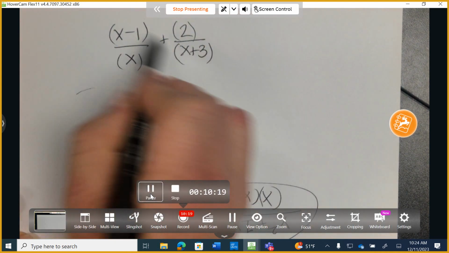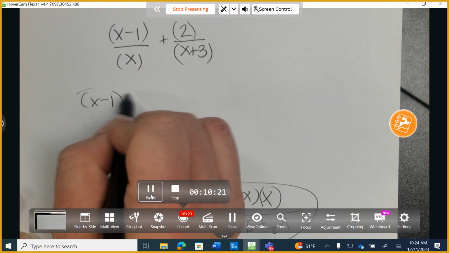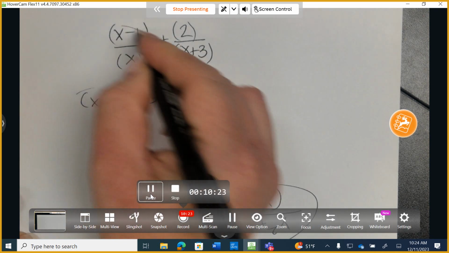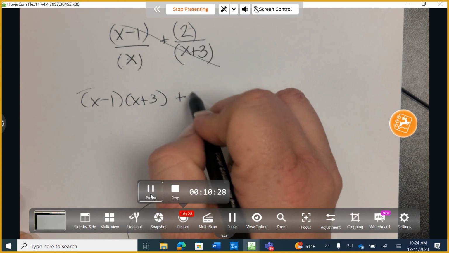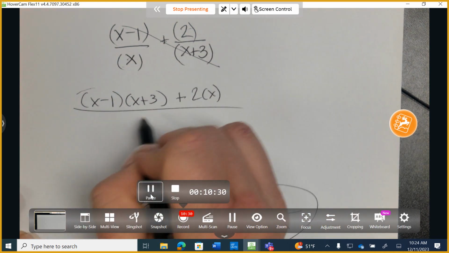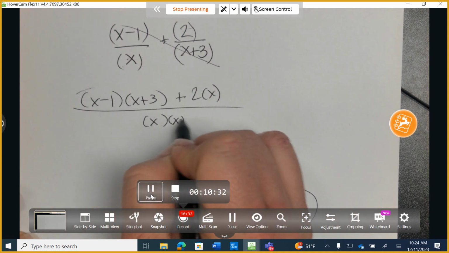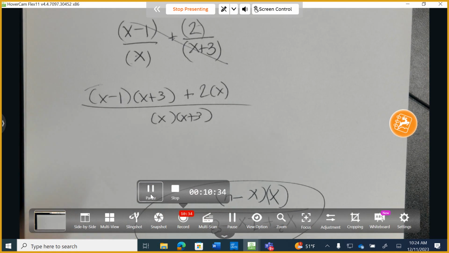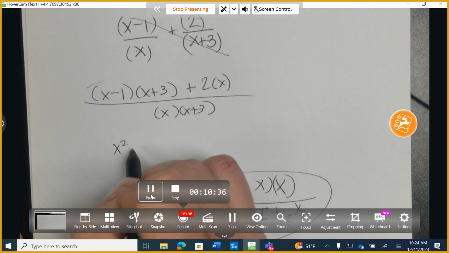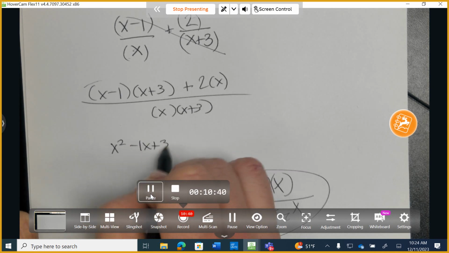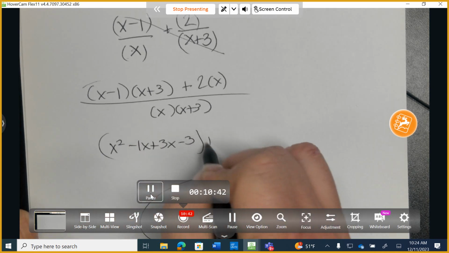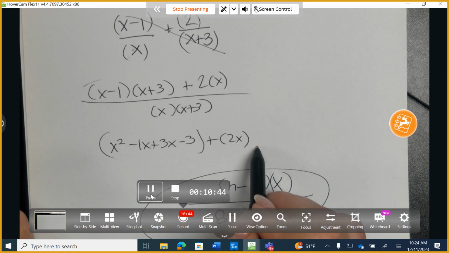So I'm going to first multiply these two. So x minus 1 times x plus 3. I did this diagonal. Then it's going to be separated by addition. And then I'm going to multiply this, 2 times x. And then I'm going to multiply the bottoms. And then I'm going to FOIL. So I'm going to do front, inside, outside, and last. This is all the numerator.